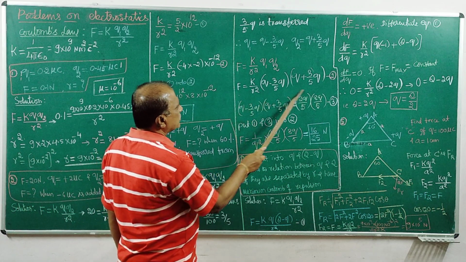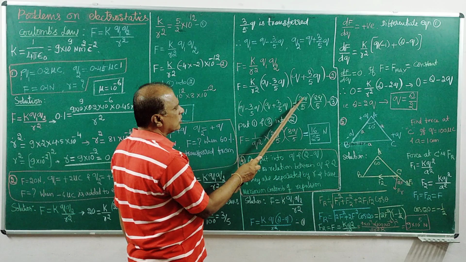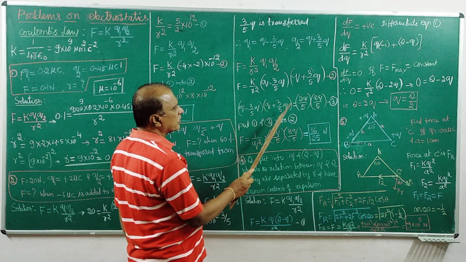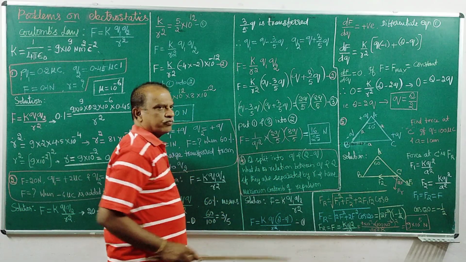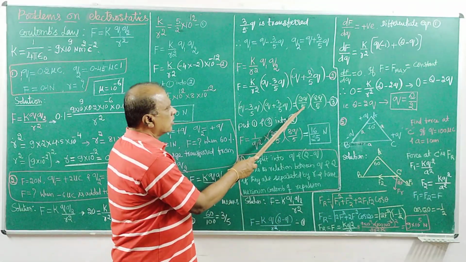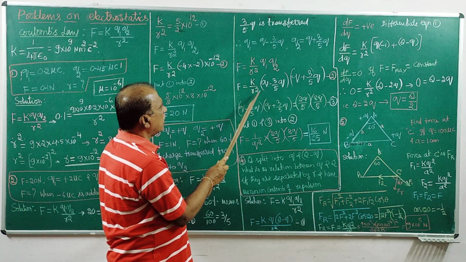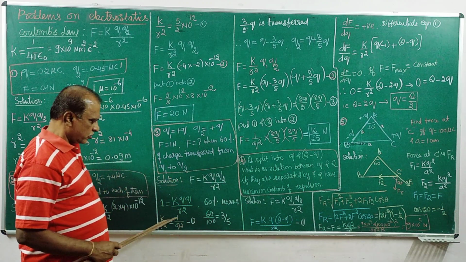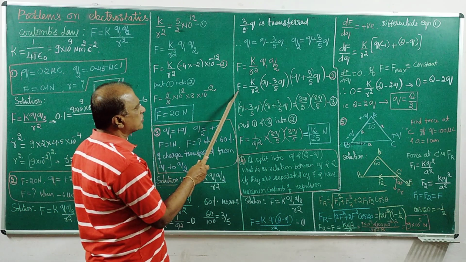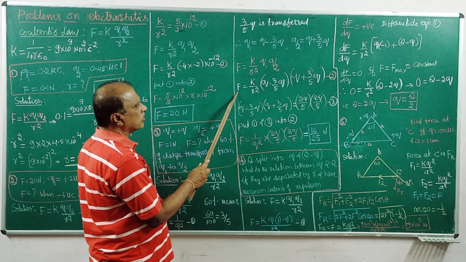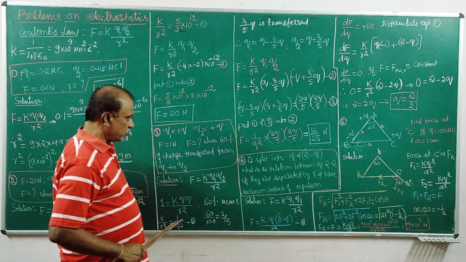First simplify this. Taking LCM, simplify. This is 2Q by 5. This is 8Q by 5. And this, what is that? K by R square, already you have known, 1 by Q square. So this is the equation you have to solve for F. Substitute for K by R square, that is 1 by Q square.